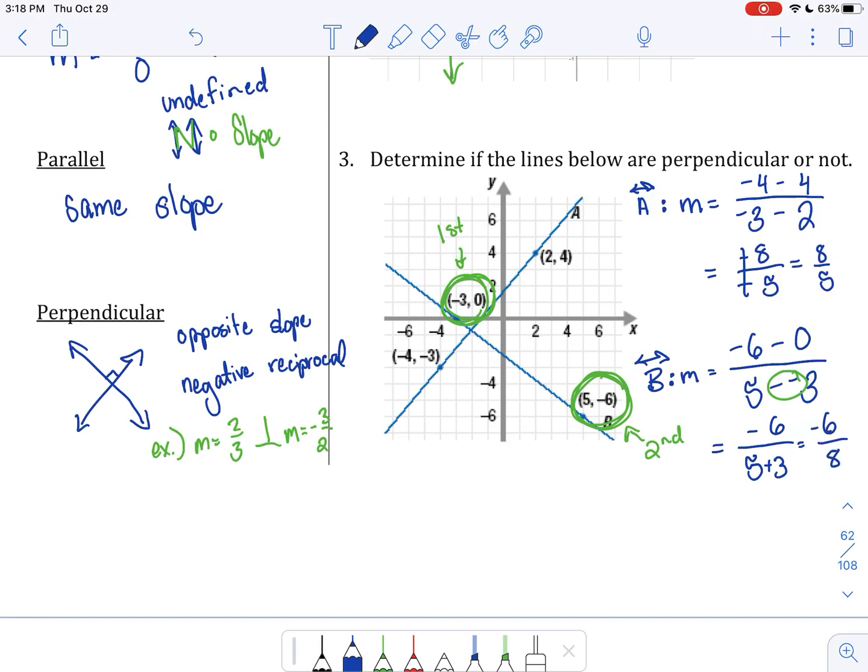So close, right? These are not perpendicular because we've got a 5 here and a 6 here. Otherwise, they are so close, but not quite.